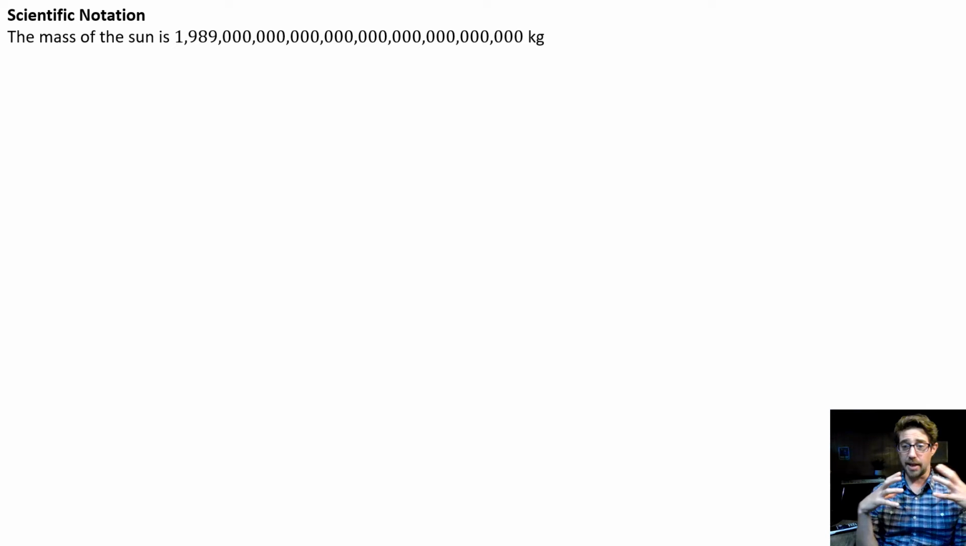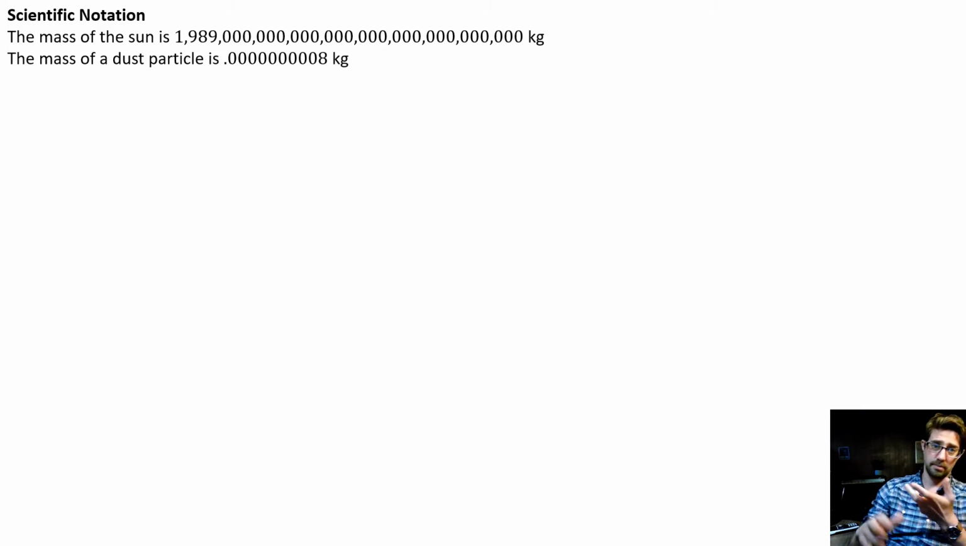Some numbers, like astronomical numbers, literally, are just too big to write down, but we still need them and we still need to do math with them. So we use powers of 10 to write them down. So we use scientific notation normally for really big numbers like this, or really small numbers like that. The mass of a dust particle is 0.00 blah blah blah, some more zeros, 8 kilograms. Okay, so we just need a way to write those that's a little more convenient.